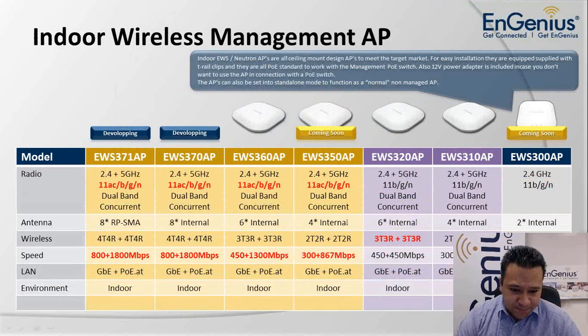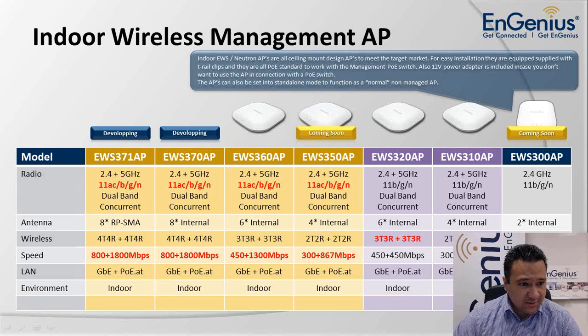Then we go to indoor. For indoor at this moment, we have 3 models currently available, and 2 upcoming models very soon. There's even a single band solution, and also in the 11AC line we will have a 2T2R variation coming soon, to give more variety in our deployments in the product lineup. And even though I don't have a decent picture yet, we will also have 4T4R solutions for our indoor management access points, but these are under development.